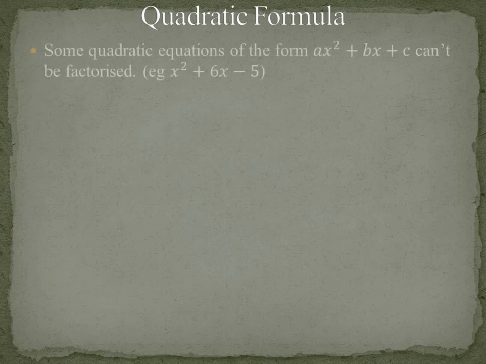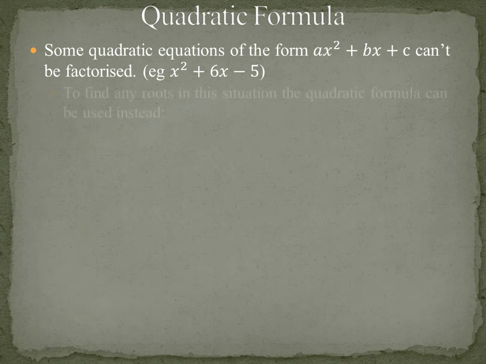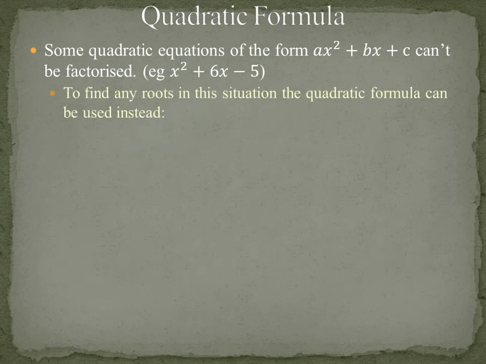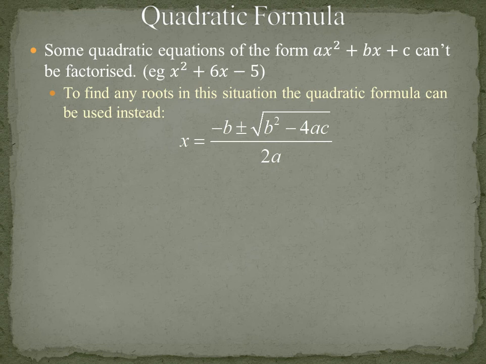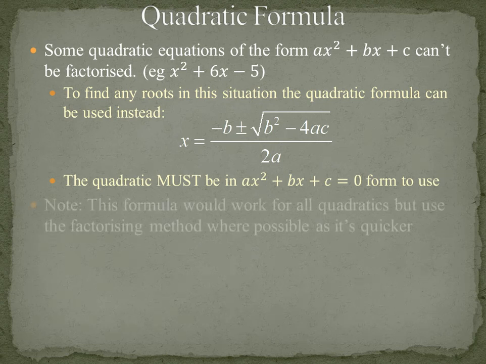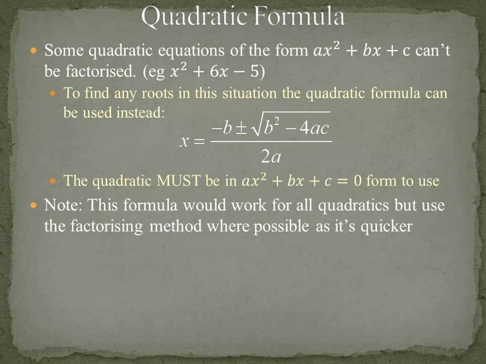Quadratic formula, quick recap. Some quadratic equations of the form ax squared plus bx plus c can't be factorized. Technically, the vast majority of quadratic equations that exist can't be factorized. However, there is a way of finding the roots in those scenarios, and that is the quadratic formula, which was learned in National 5 and was given. The quadratic must be in its standard form and equal to 0 for this to be used. Now, this formula would work for all quadratics, but we would use the factorizing method where possible, so it's quicker.